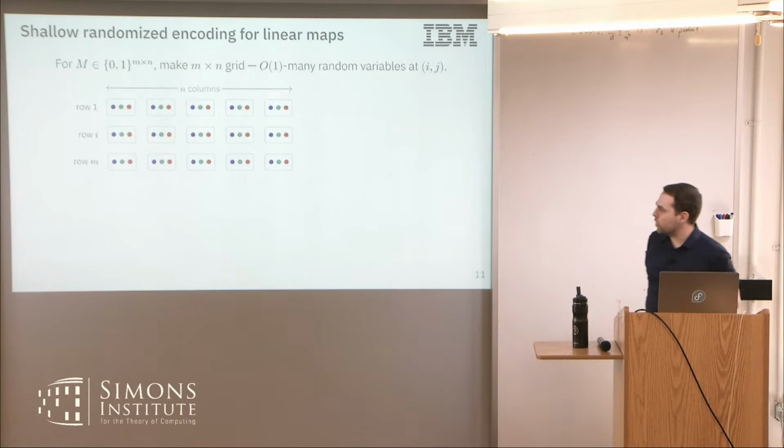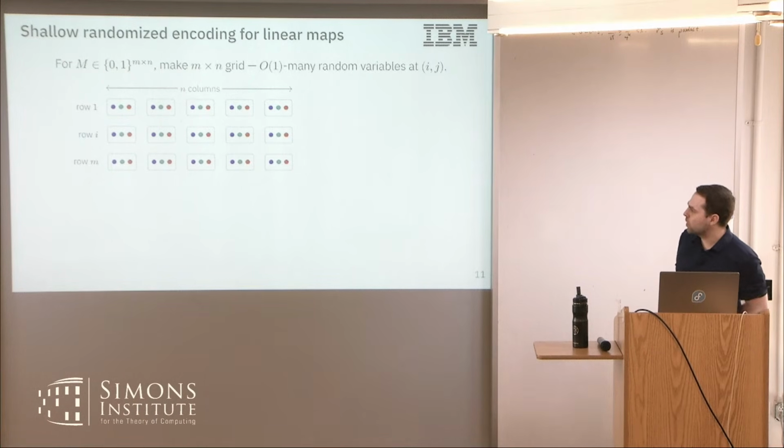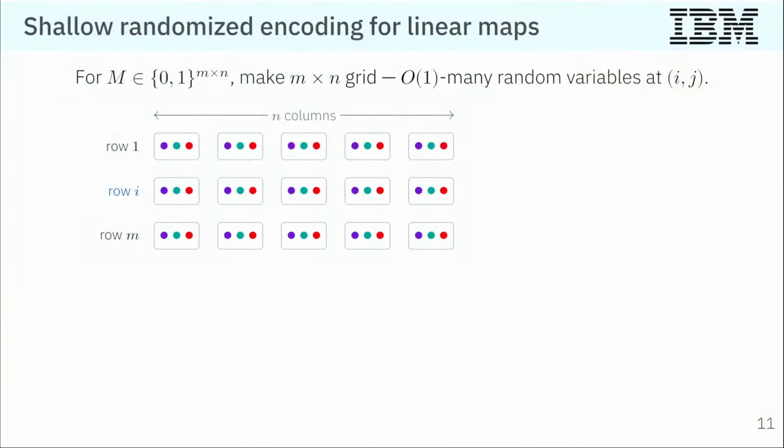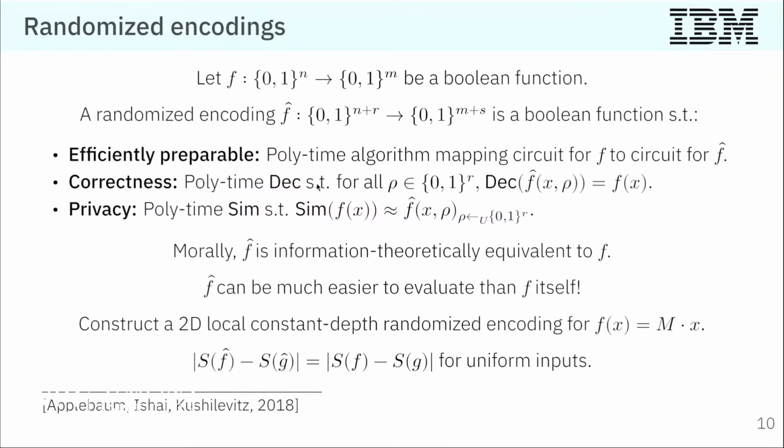So here's the construction. I won't explain it in full detail because it is a bit technical, but I'll give you the high-level picture. So from this matrix M that you start with, we're going to make a grid of the same size as the matrix, so M by N. And at each location of the grid, we'll have a constant number of random variables. You should think of these random variables as the extra randomness that you will put into the randomized encoding, and also some of the bits that will be output from the randomized encoding.